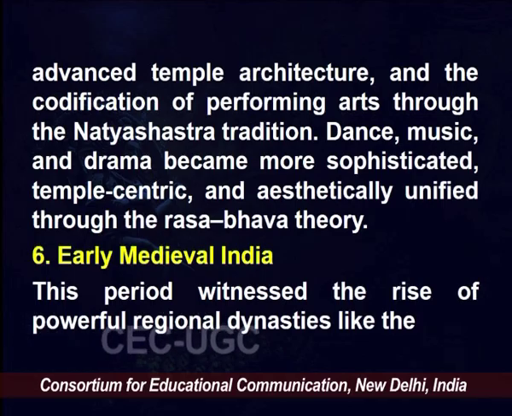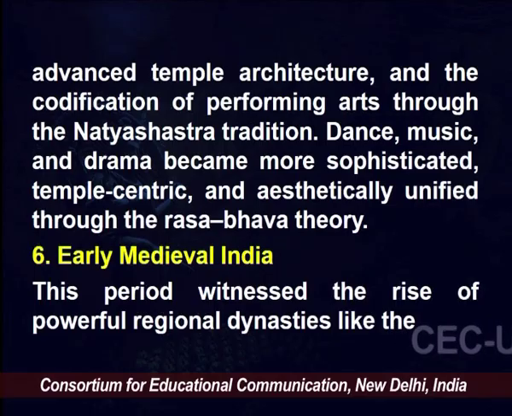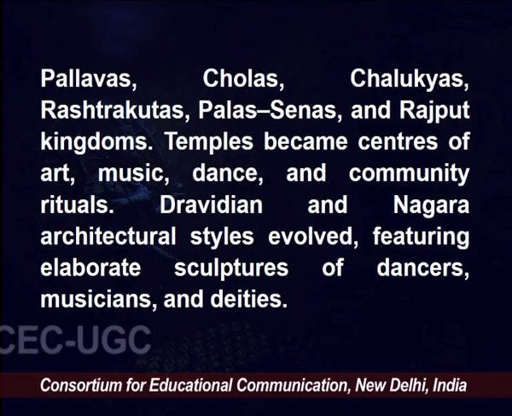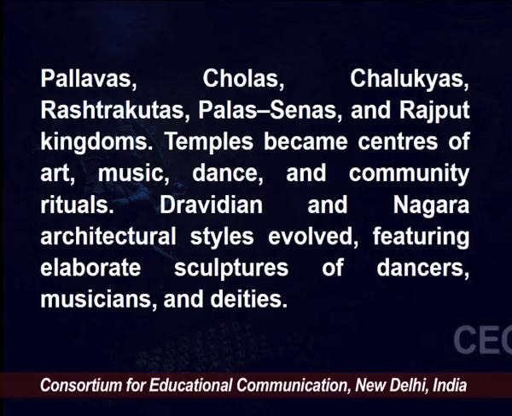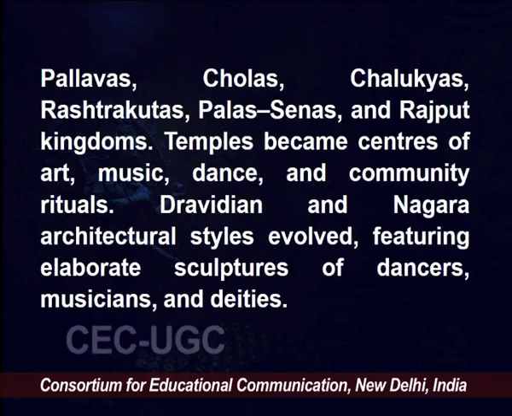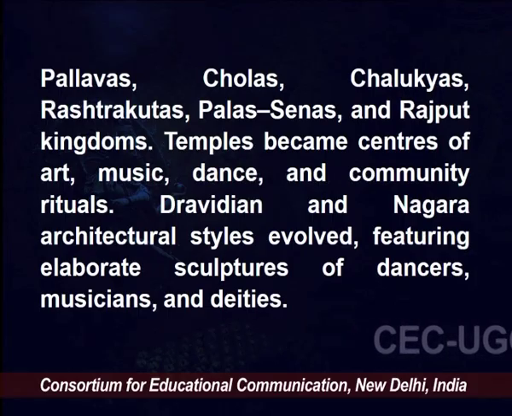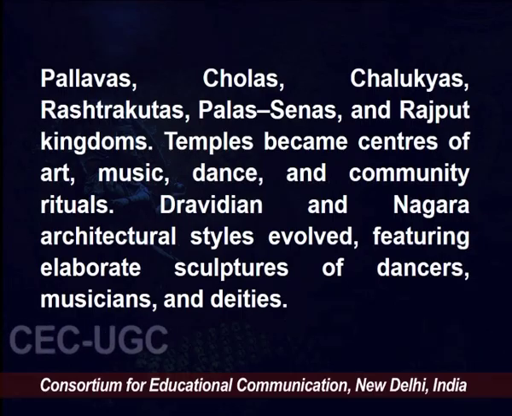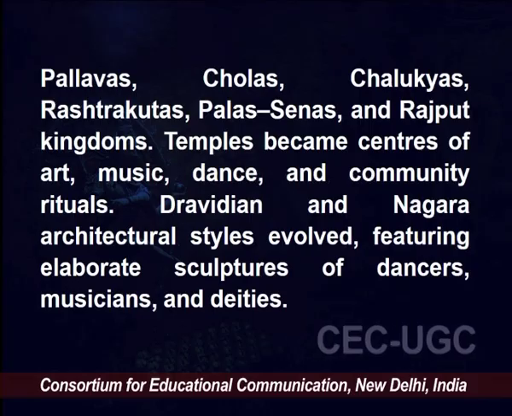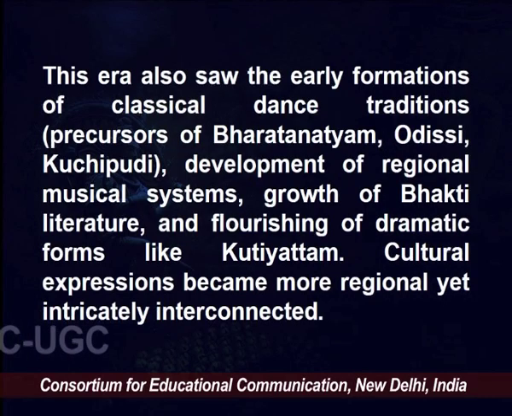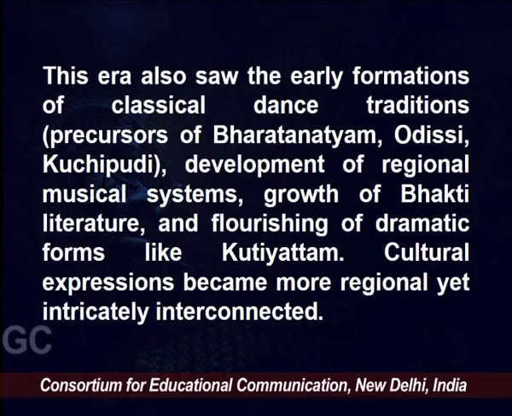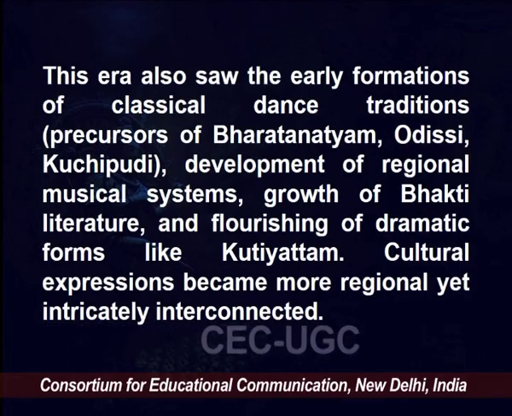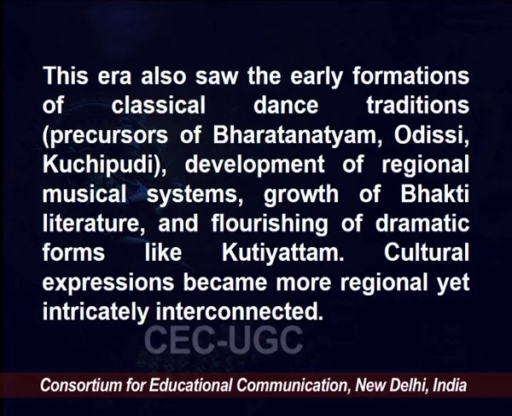And the next period is early medieval India. This period witnessed the rise of powerful regional dynasties like the Pallavas, Cholas, Chalukyas, Rashtrakutas, Palas, Senas, and Rajput kingdoms. Temples became centers for art, music, dance, and community rituals. Dravidian and Nagara architectural styles evolved, featuring elaborate sculptures of dancers, musicians, and deities. This era also saw the early formation of classical dance traditions, precursors of Bharatanatyam, Odissi, Kuchipudi, development of regional musical systems, growth of bhakti literature, and flourishing of dramatic forms like Kudiyattam. Cultural expressions became more regional yet intricately interconnected.